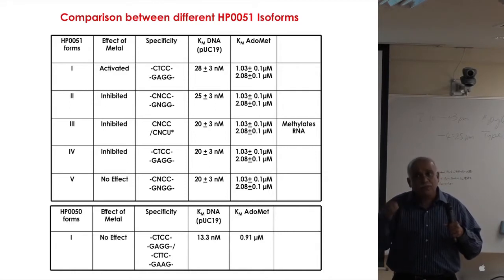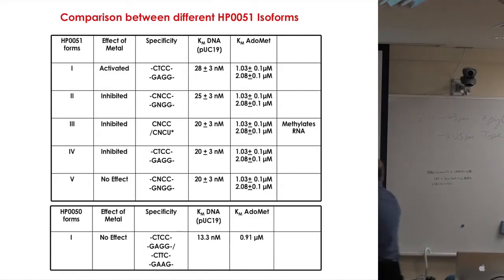An enzyme with new properties, where the metal affected or the metal didn't affect. The first cytosine was methylated or the second cytosine was methylated. And in some cases, which I've summarized here, there's one isoform. I don't know whether you call the term isoform. The third one also methylates RNA. Not only DNA, but RNA. So I've listed five of them here, but we have done it seven times.